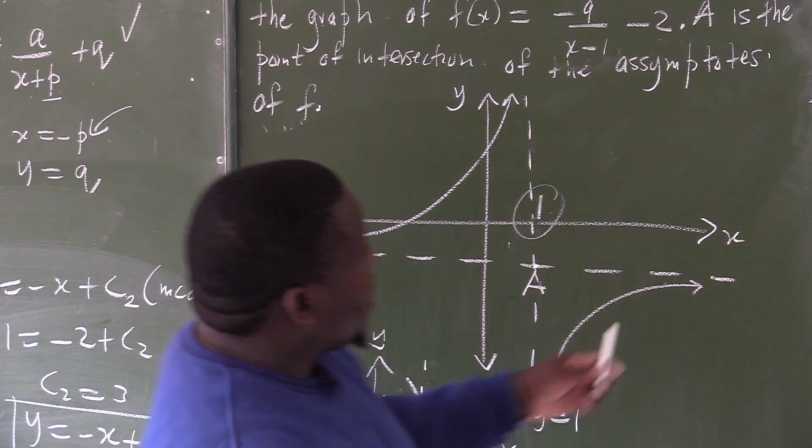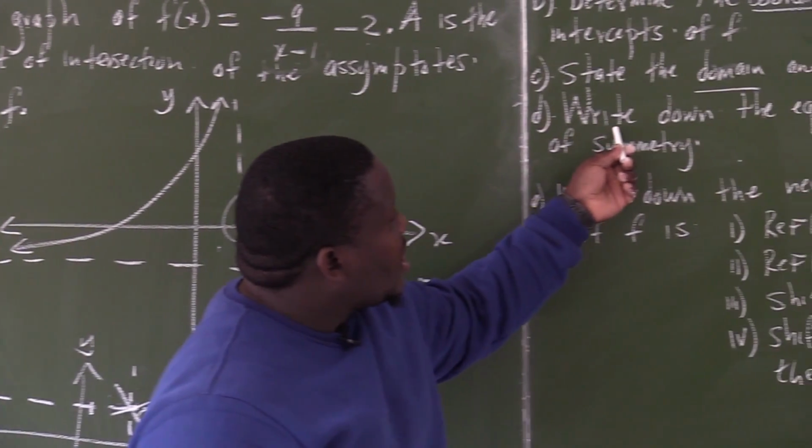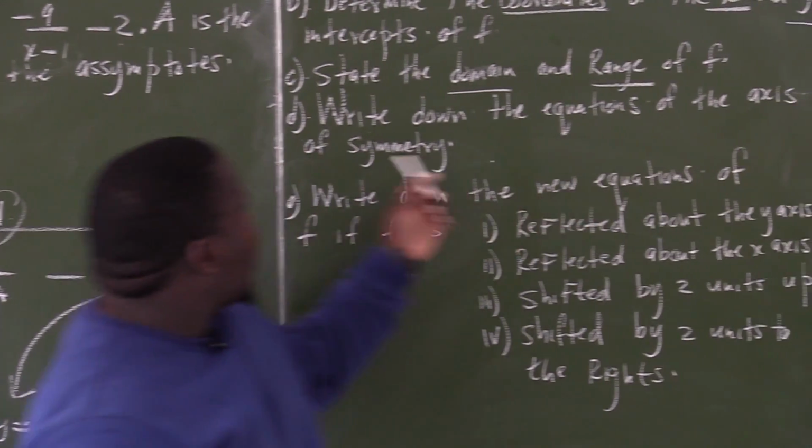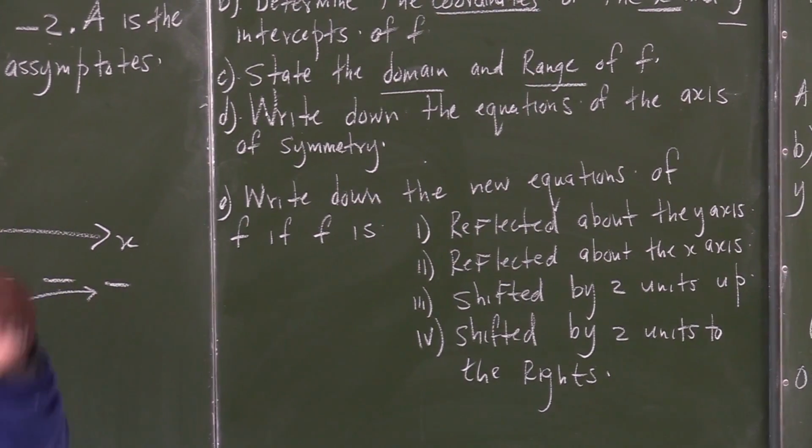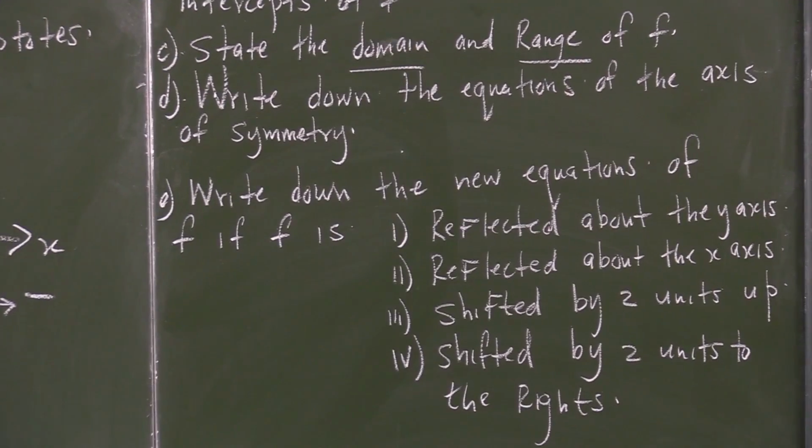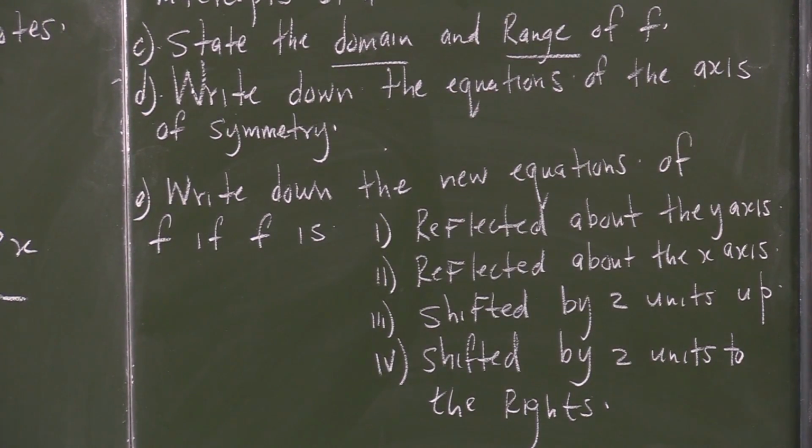Then they say to us now, write down the equations of the axes of symmetry. What type of graph are we working with here? We are working with the hyperbola.